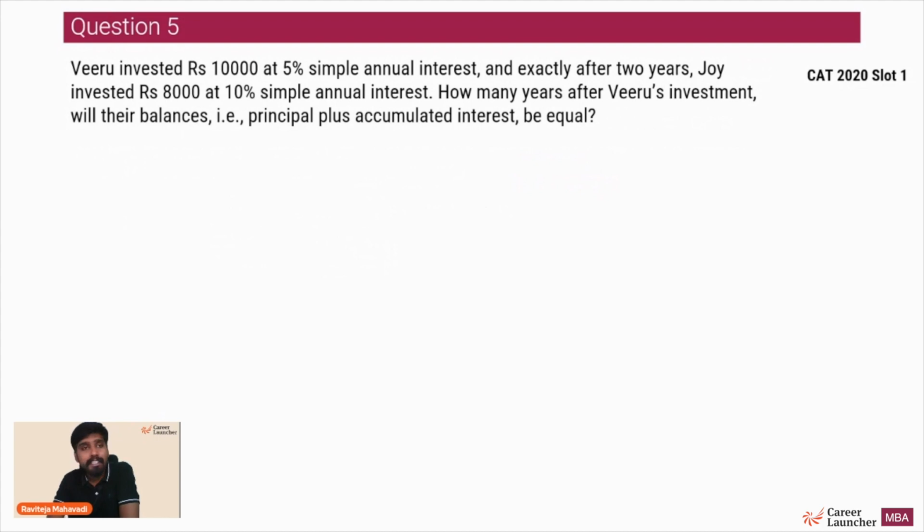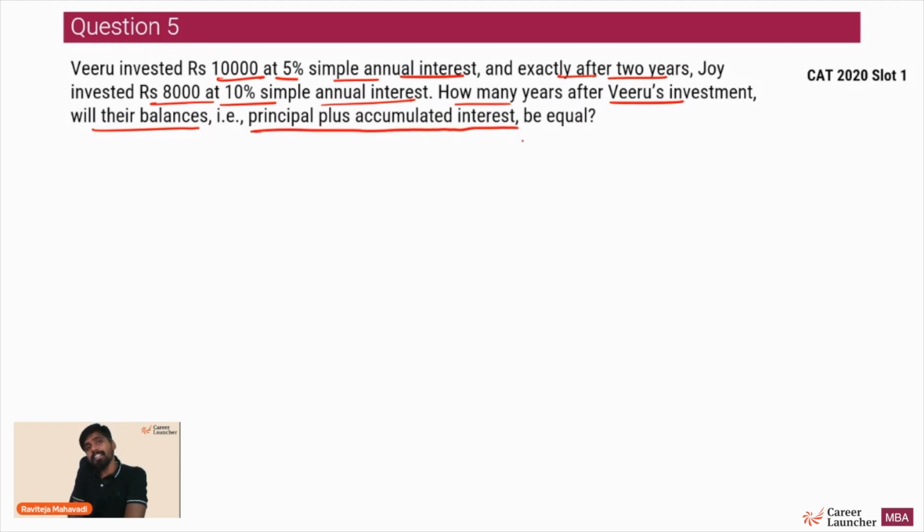This is a CAT 2020 slot 1 question. Viru invested rupees 10,000 at 5% simple annual interest. And exactly after 2 years, Joy invested something else at 10% annual interest. How many years after Viru's investment were their balances equal? That means the total amount invested plus the interest should be equal for both Viru and Joy.